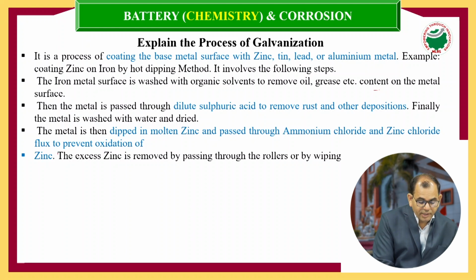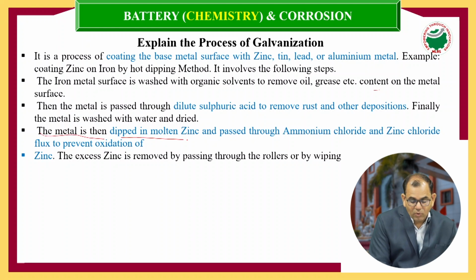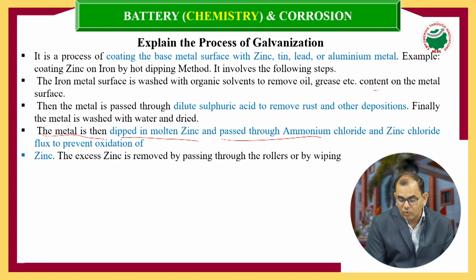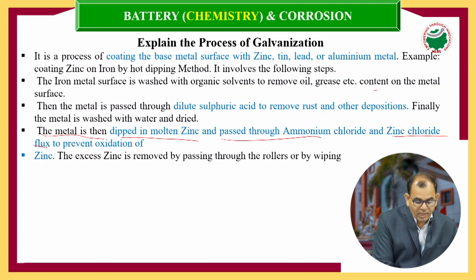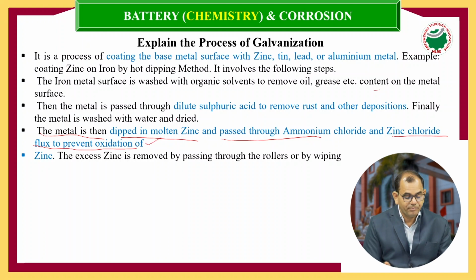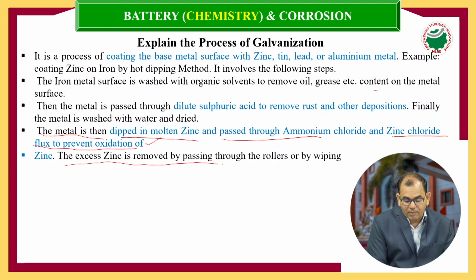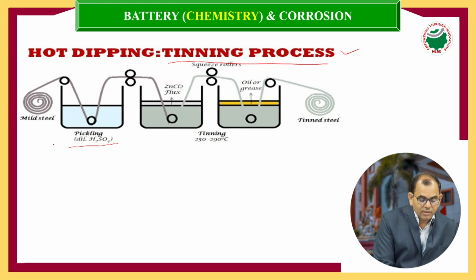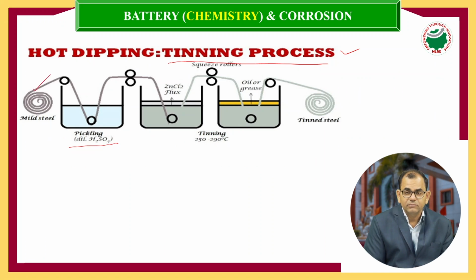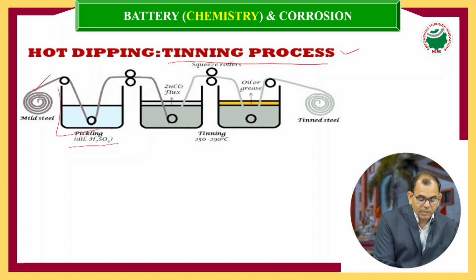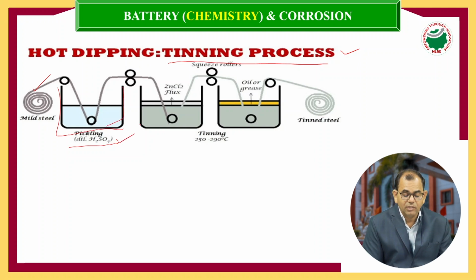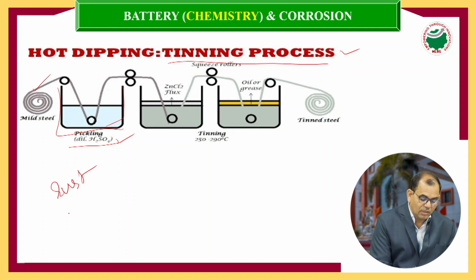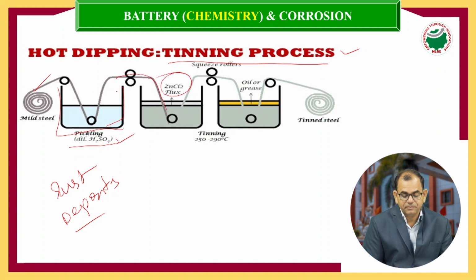Okay. Here we can see the metal is dipped in molten zinc and passed through ammonium chloride or zinc chloride flux to prevent the oxidation. Simple. The excess zinc is removed by passing through the rollers by wiping. You can see here, it is mild steel or wire. What happened initially? It has been passed through the dilute sulfuric acid to remove the rust or deposits. Then it has been dipped into the zinc chloride flux.